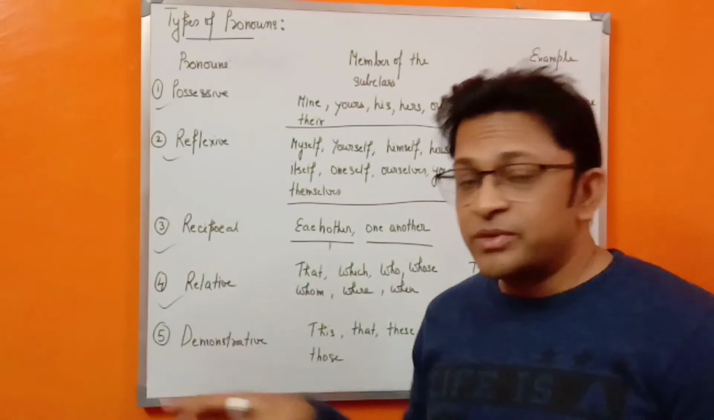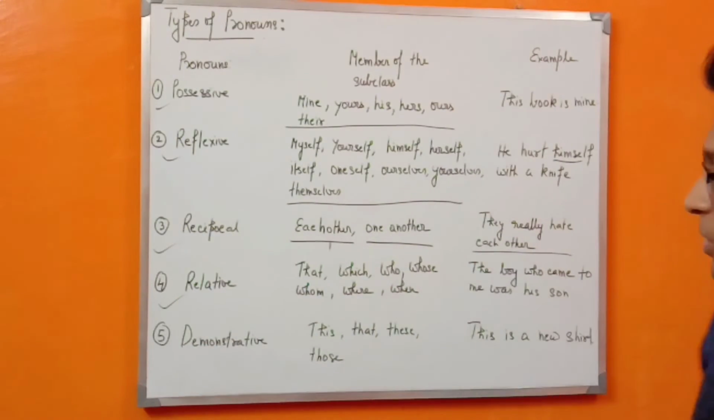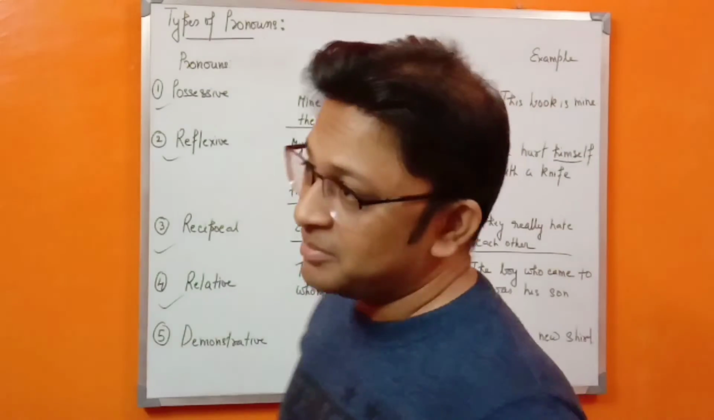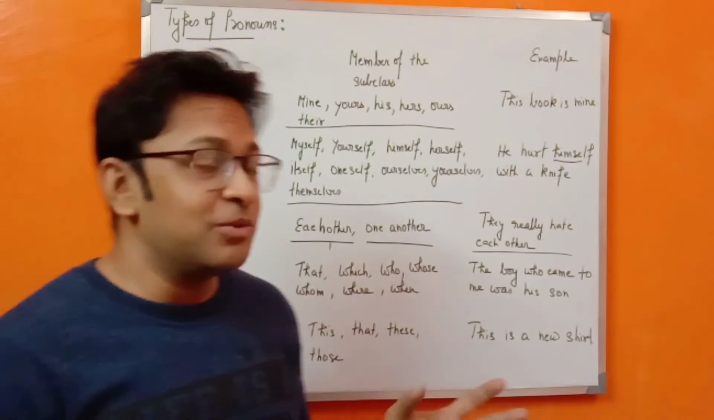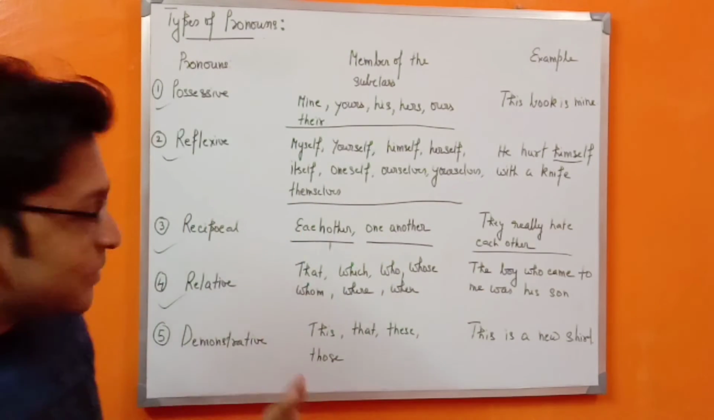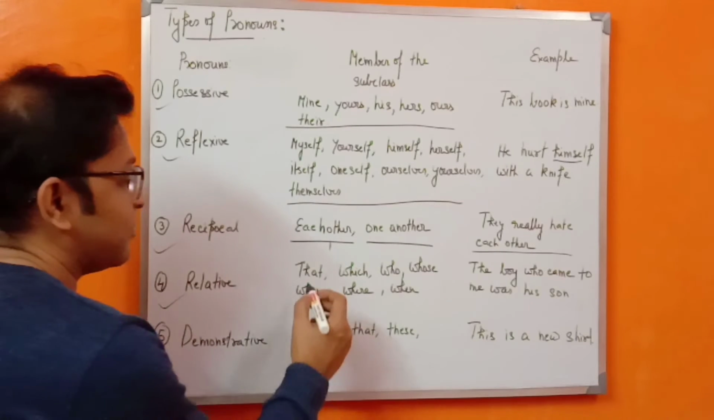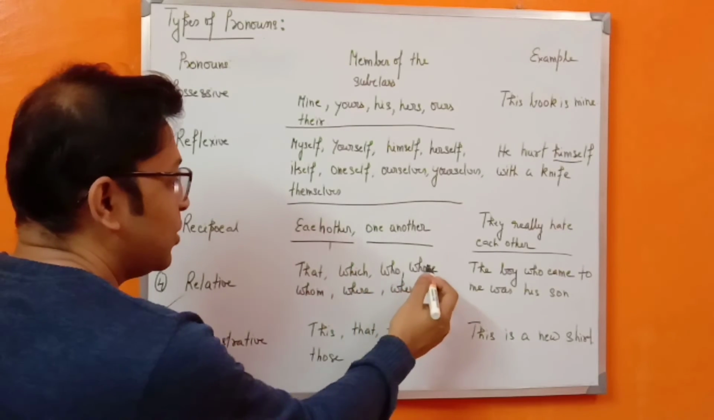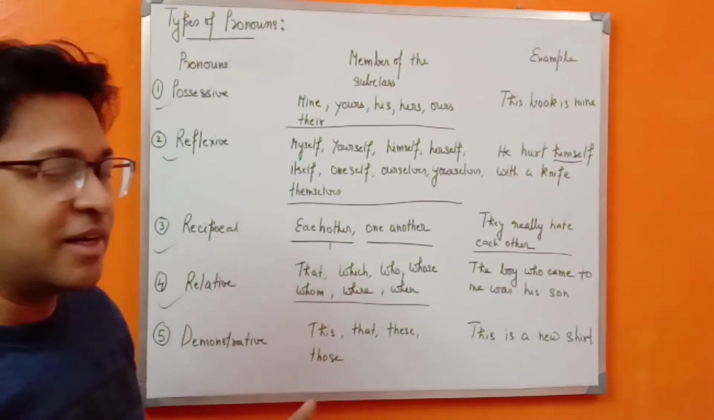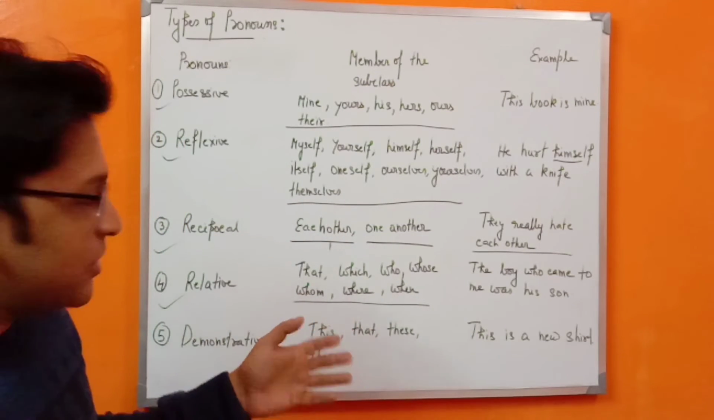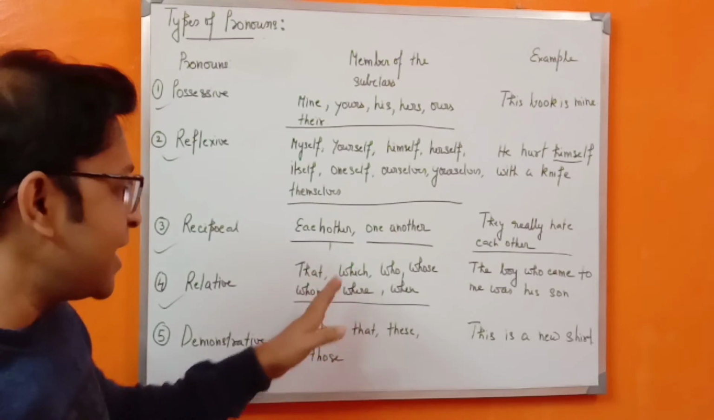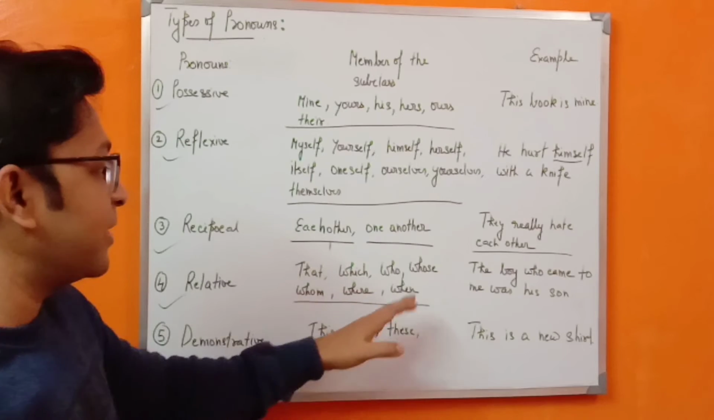Number 4 is the relative pronoun. This is also very important, because relative pronouns are a must in those exercises. So what are the relative pronouns? That, which, who, whose, whom, where and when. You can remember them as WH words, because most of them are WH words except that. So: that, which, who, whose, whom, where, when.